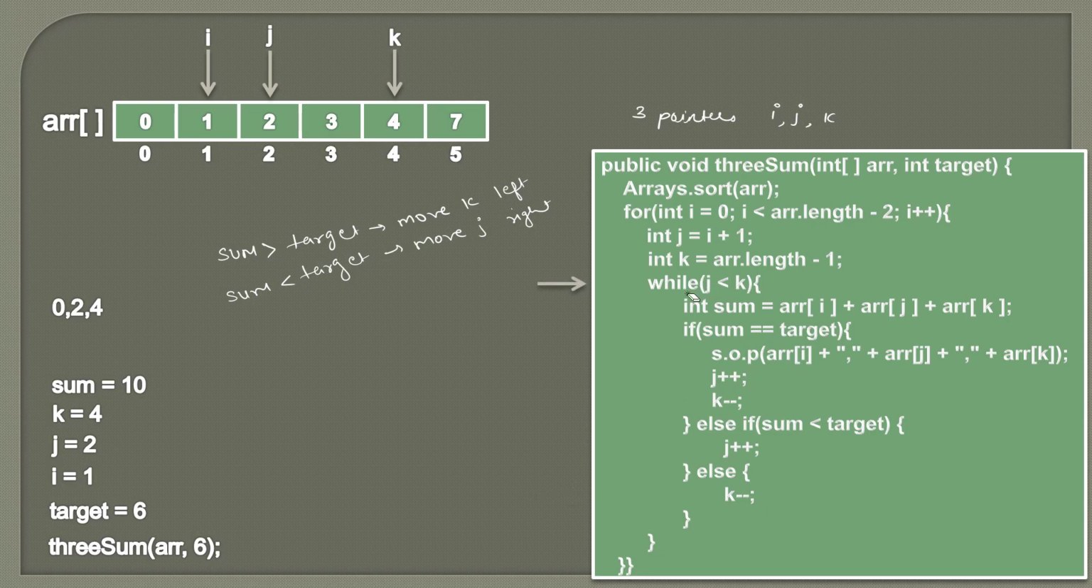j is less than k. We again do the sum. So 1 plus 2 will give 3. 3 plus 4 will give 7. So sum will become 7. So here you can see why we moved k in this direction: in this iteration we actually reduced the sum from 10 to 7. Sum is still not equal to target. Sum is not less than target. So we need to reduce sum further down. So we simply do k--. So k will become 3.